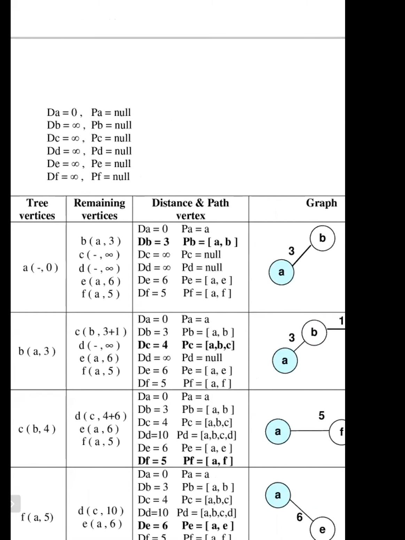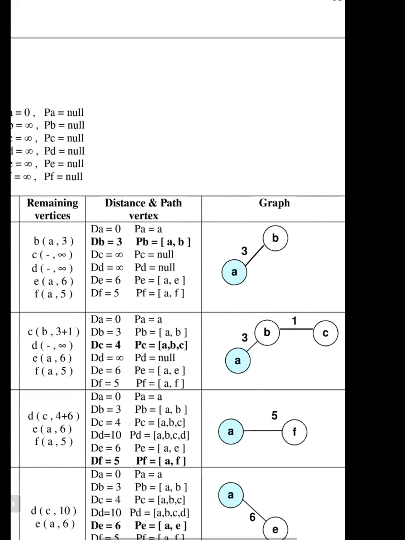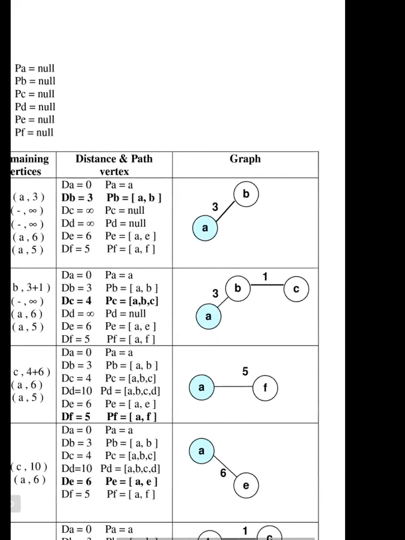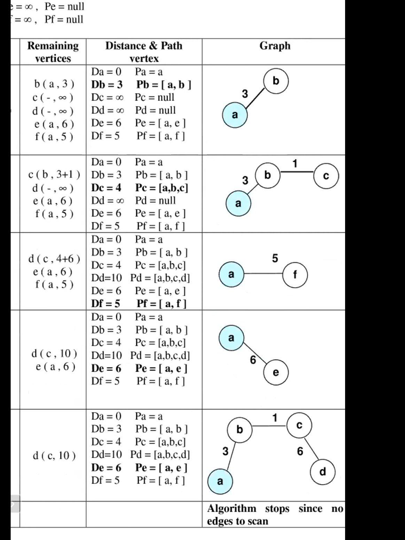And DD is infinity, DE is equal to 6. There is no change. Now when we consider DC, the path is A comma B comma C. You see the path matrix, it is A, B, C. That means the direct shortest distance from A to B is 3. Now from A to C it is 3 plus 1, it is 4, because every time we are calculating the shortest distance from the source vertex. The source vertex is the blue color one, that is your A.